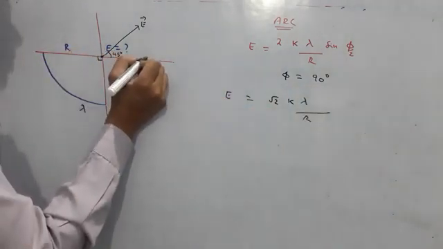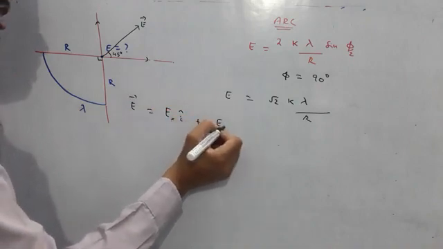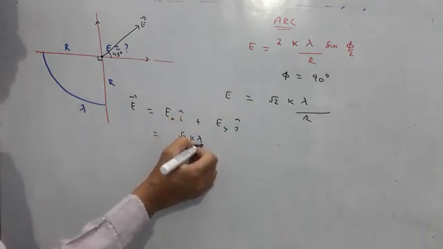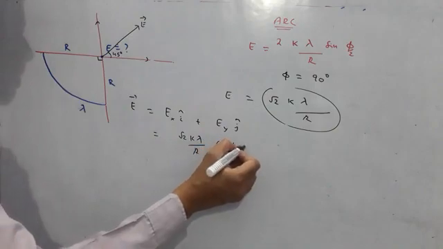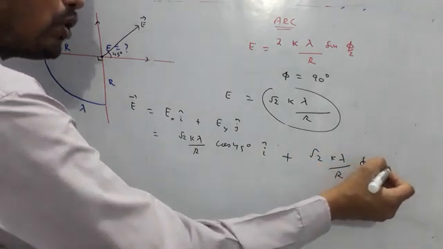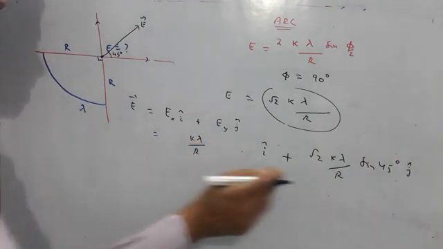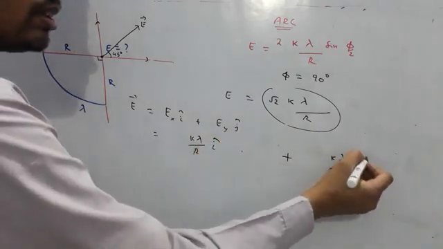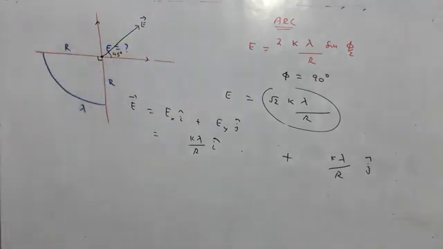If we wish to write in terms of vector, then you can see this E vector can be written as Ex i cap plus Ey j cap. Now Ex will be how much? Ex will be root 2k lambda by r, that is the value of E, times cos 45, and then i cap, plus how much will be Ey? Root 2k lambda by r times sine 45, and the unit vector will be j cap. Now cos 45 will be how much? 1 by root 2, that root 2 will cancel with this. Likewise sine 45 is 1 by root 2, that will cancel with this. So this is your answer for the net value of electric field. You can see these two values are same, and that's why it will lie symmetrically about these two perpendicular axes.